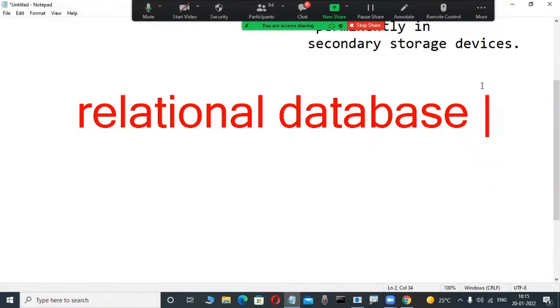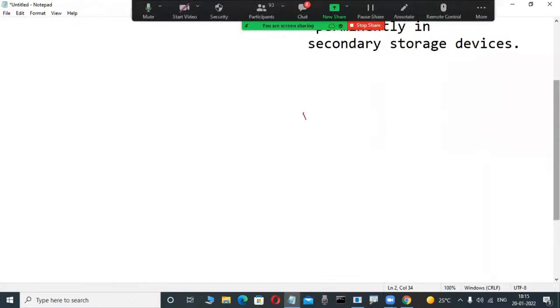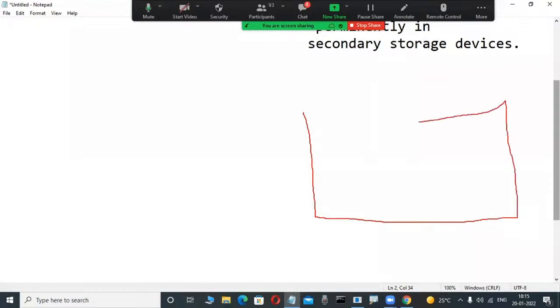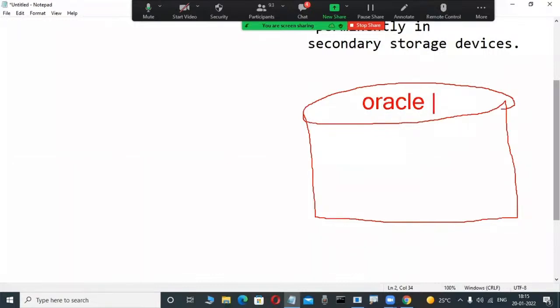These databases store a structured collection of data. Suppose I'm installing Oracle software in my system. You will also install it in a future session, I will tell you. Once we install this Oracle software, some place is created in the hard disk. This is a relational database product. That's why we are storing a structured collection of data.